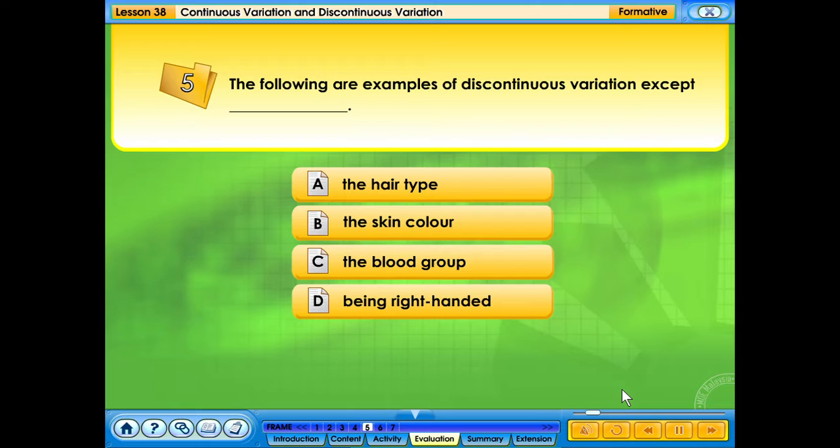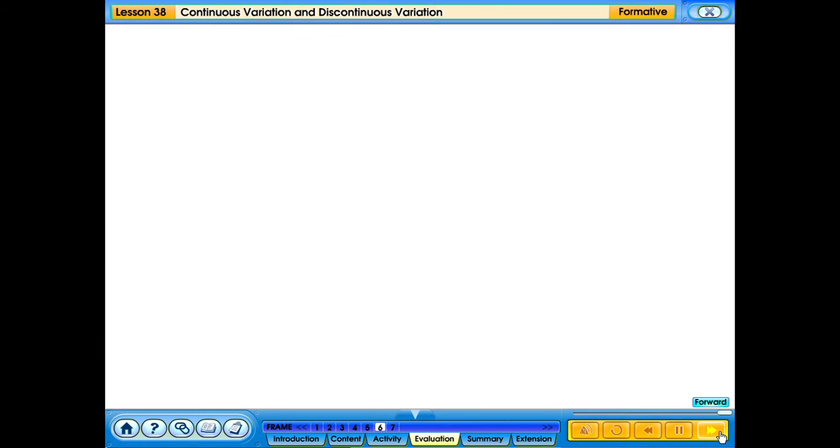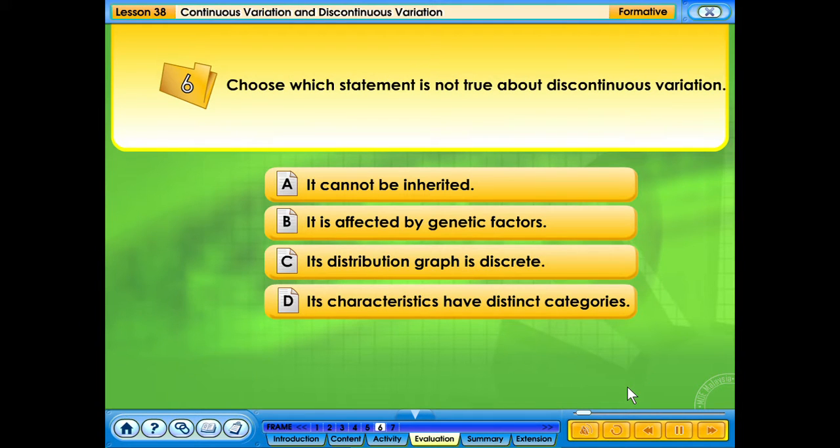The following are examples of discontinuous variation except A. The hair type. B. The skin color. C. The blood group. D. Being right-handed. Your answer is correct.